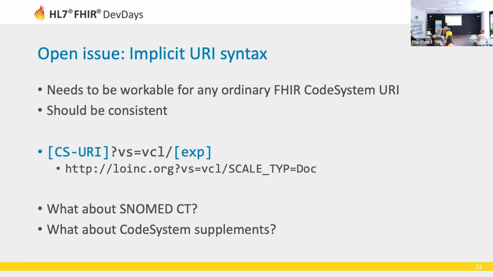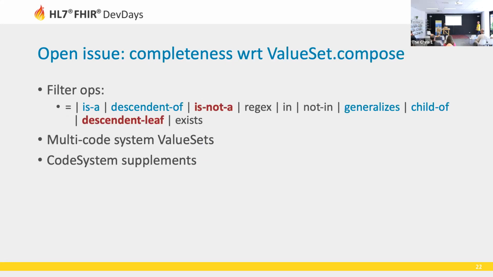This is what I've proposed as the implicit URI syntax. So it's just the code system URI, this little bit of separator stuff, and then the expression. Should this work for SNOMED as well? And what about code system supplements? Can you use the code system supplement URI here and implicitly use the supplement as well?